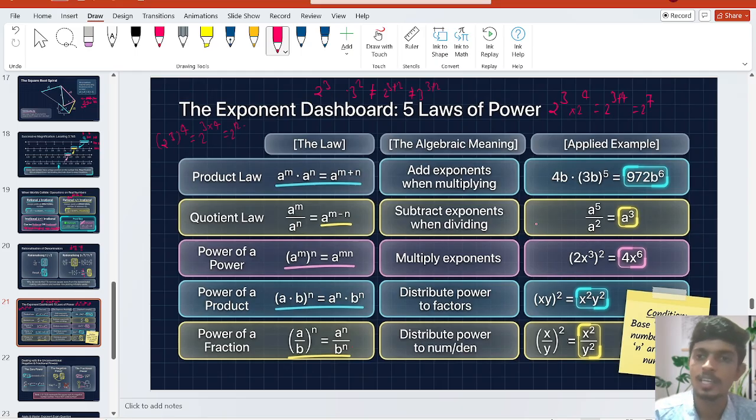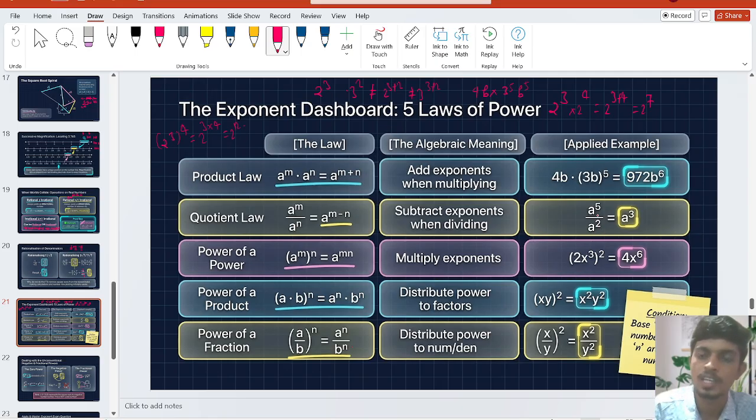Okay, here are applied examples: 4b and 3b to the power 5. Here, you get 4b, and 3 to the power 5 and b to the power 5. b to the power 1 plus b to the power 5 is b to the power 6. Multiplying 4 into 3 to the power 5, you get 972 b to the power 6.